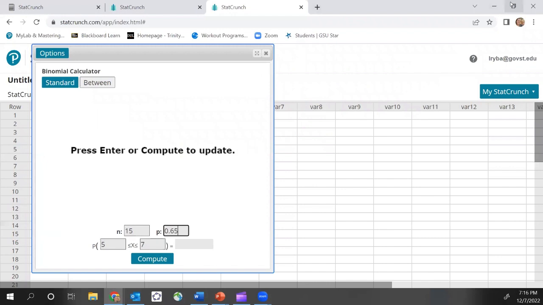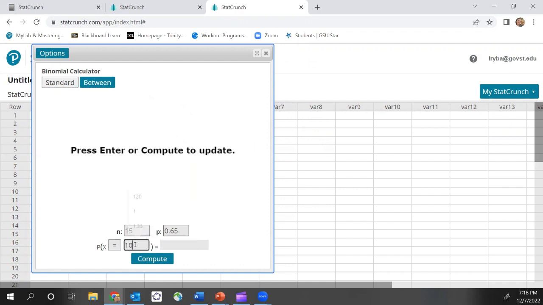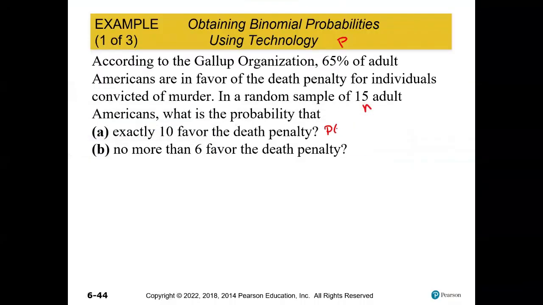Okay, so first one is exactly 10. So that's equal to 10. Enter your N, enter your P, and then select what you want. We want exactly 10. So exactly 10 is 0.212. And let the homework dictate how many places you go to, 3, 4, 2 decimal places, whatever it asks for.